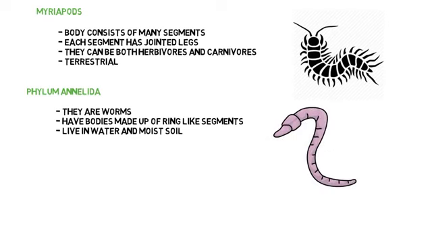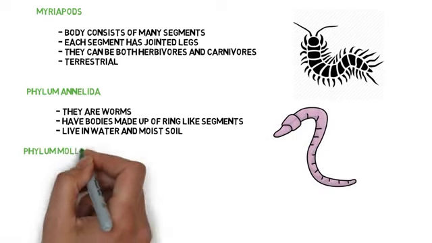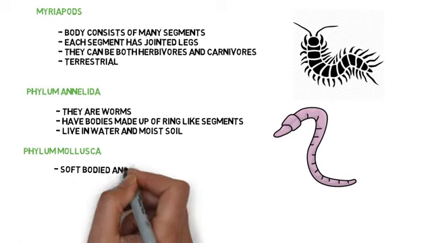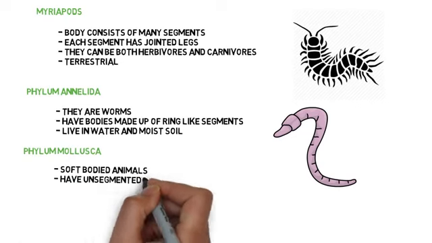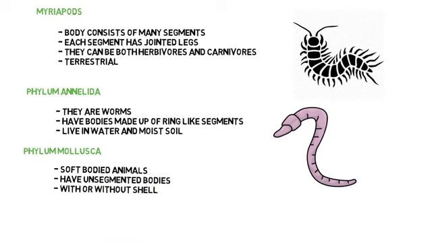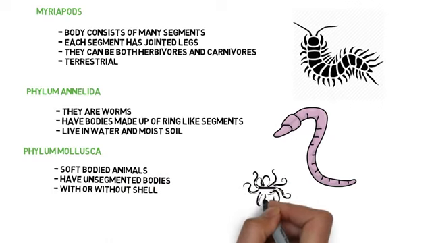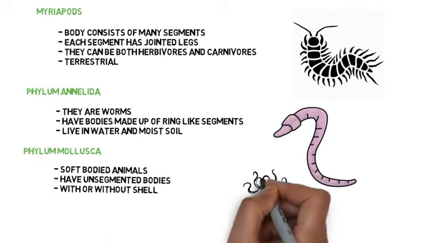Phylum Mollusca are soft-bodied animals, have unsegmented bodies, and can be with or without a shell. Examples of mollusks include octopus, jellyfish, and squid.